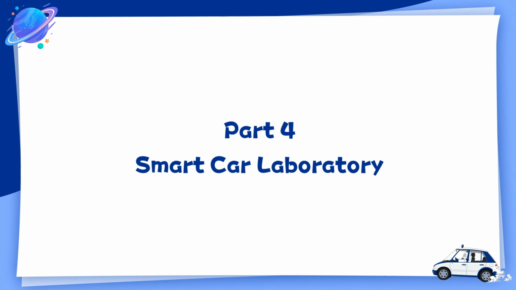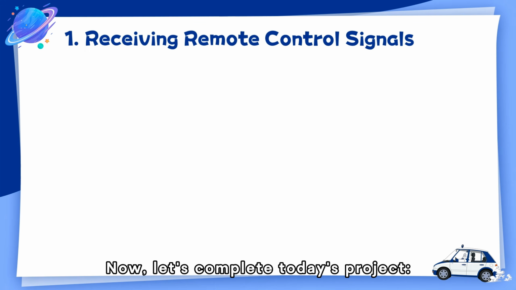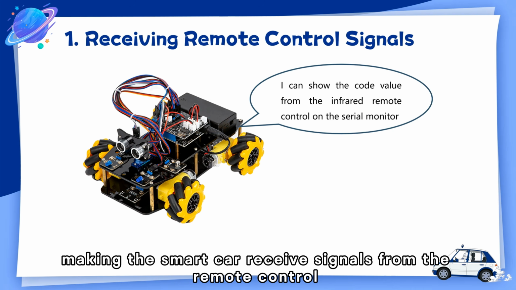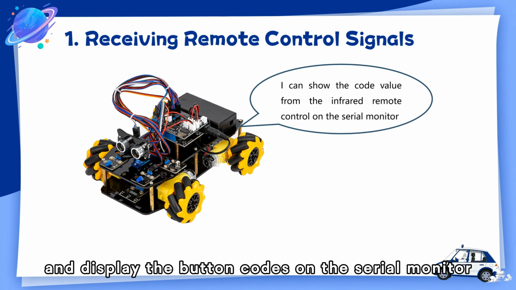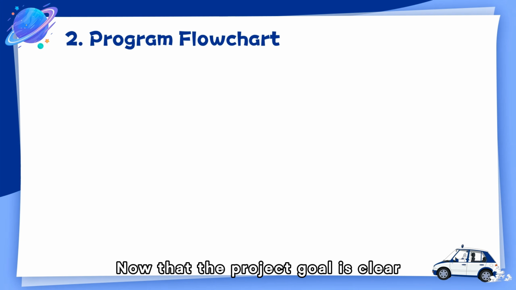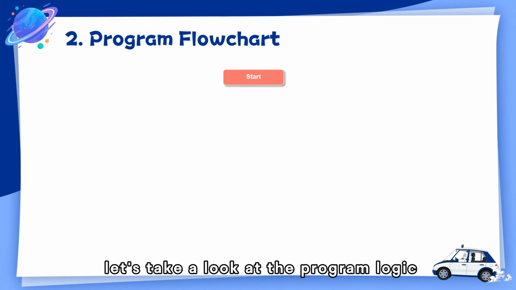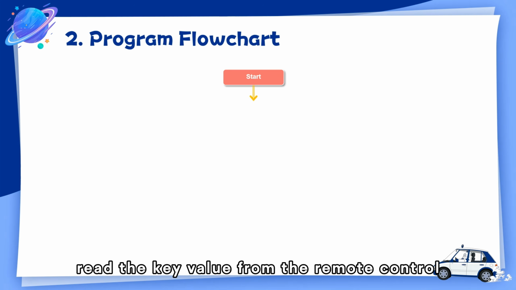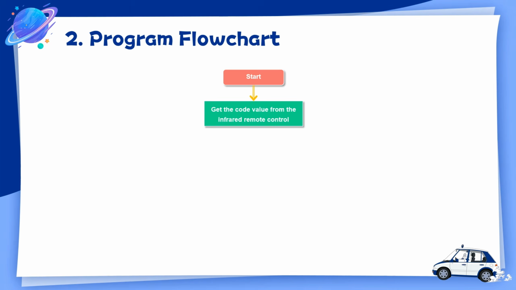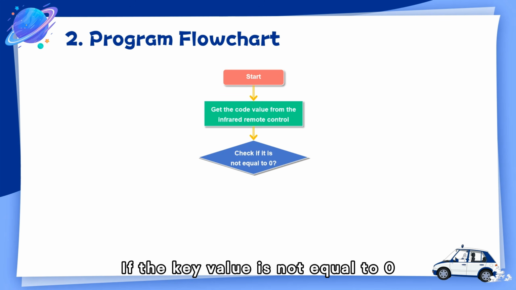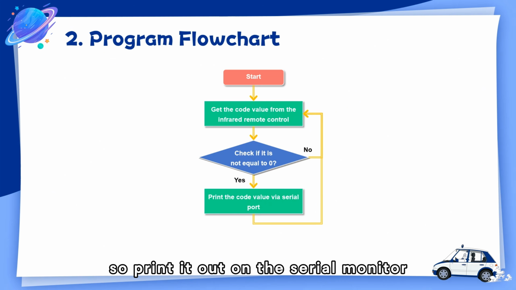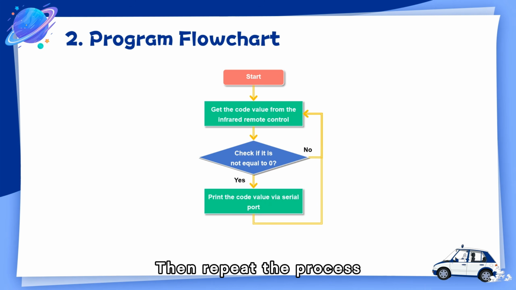Part 4. Smart Car Laboratory. Now, let's complete today's project, making the smart car receive signals from the remote control and display the button codes on the serial monitor. Now that the project goal is clear, let's take a look at the program logic. The program logic is very simple. After starting the program, read the key value from the remote control. If the key value is not equal to 0, it means a button has been pressed, so print it out on the serial monitor. Then repeat the process.